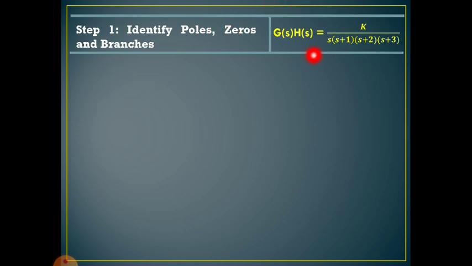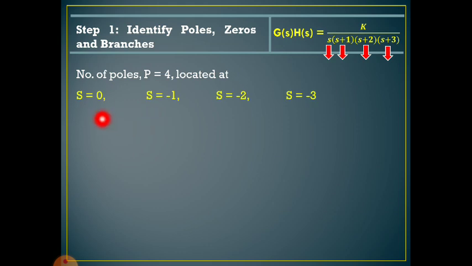So now here in the denominator we have four roots. At s is equal to 0, at s is equal to minus 1, at s is equal to minus 2 and at s is equal to minus 3. So we will be having four poles, represented by p is equal to 4. Since we have four roots in the denominator, we will be having four poles located at s is equal to 0, s is equal to minus 1, s is equal to minus 2 and s is equal to minus 3.